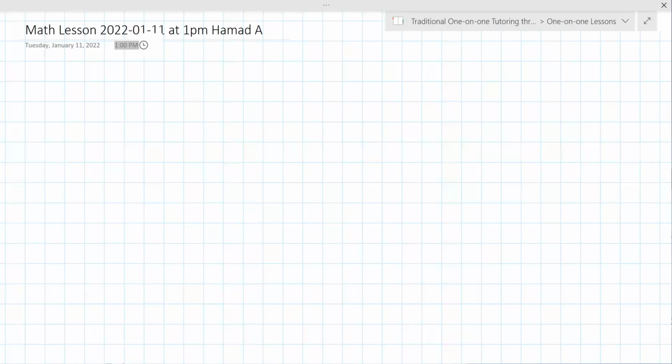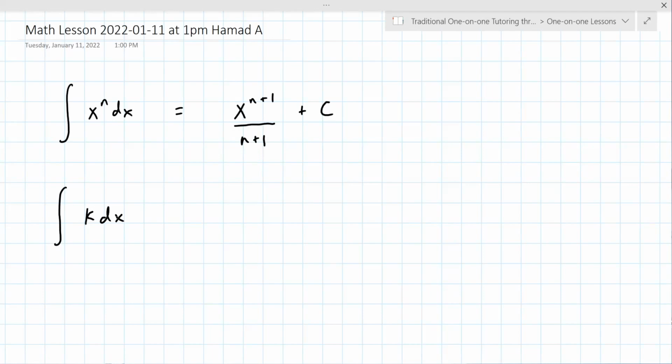The rules. So the first one is the integral of x to the n dx is x to the n plus 1 over n plus 1 plus c. The integral of just a number, k dx, k is a number, equals kx plus c. Basically, you put that k in front of x because of that letter there.